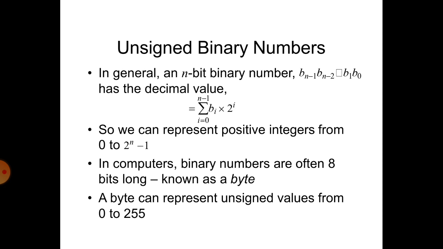So here, unsigned binary numbers. Generally an n-bit binary number has a decimal value equal to the summation of b_i times 2 power i, for i from 0 to n minus 1. So we can represent positive integers from 0 to 2 power n minus 1. In computers, binary numbers are often 8 bits long, known as a byte. A byte can represent unsigned values from 0 to 255.